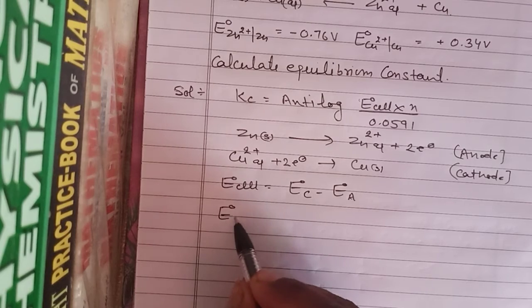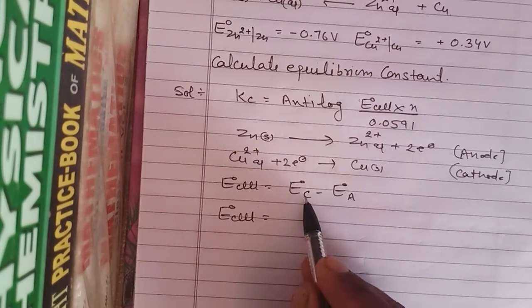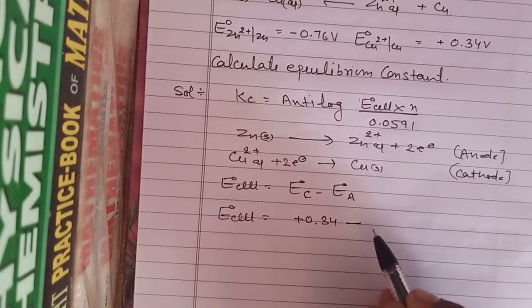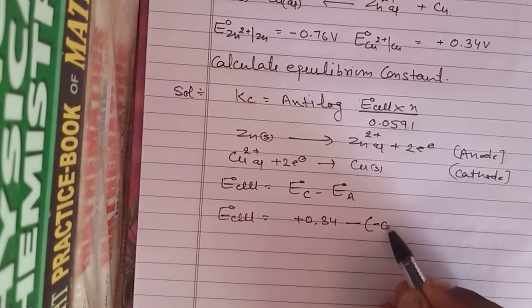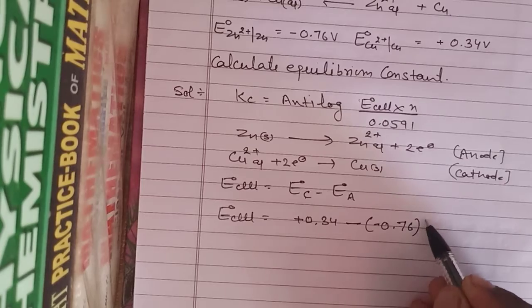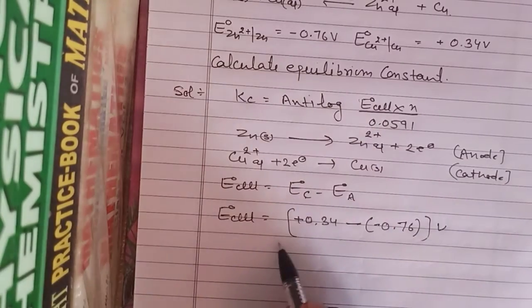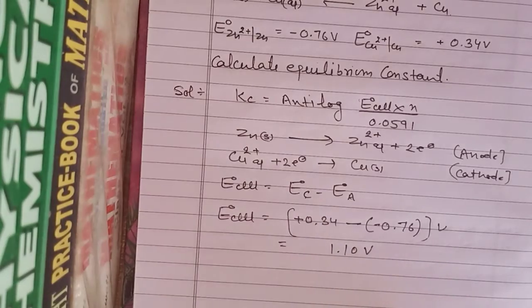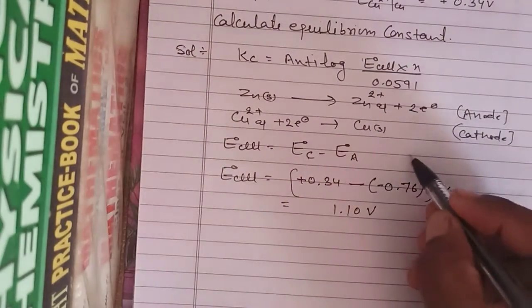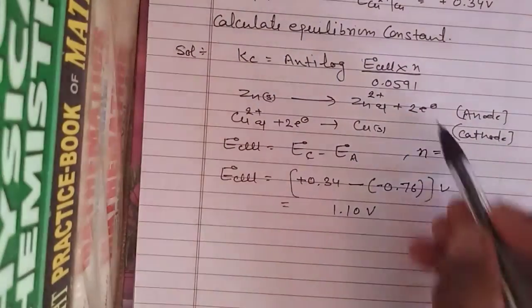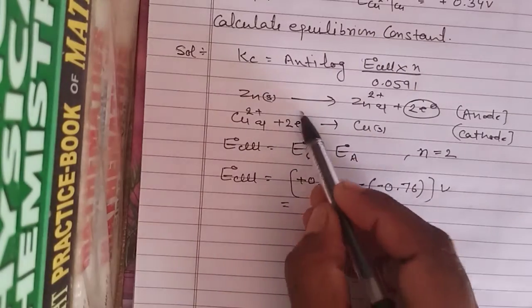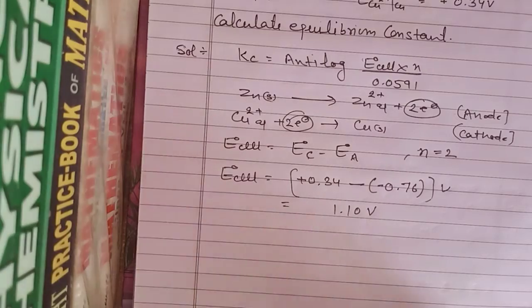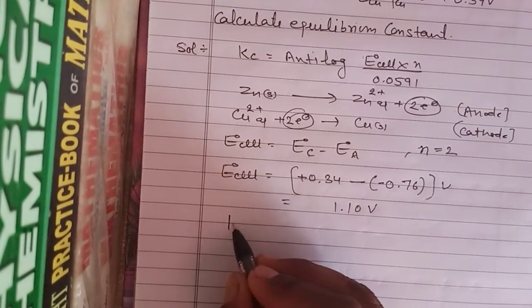So E naught cell is the cathode, that is 0.34 volt, minus minus 0.76 volt, so this becomes 1.10 volt. And here one more thing: n is equal to 2. 2 electrons lost and 2 electrons gained, so that means n is equal to 2. So put this value here.